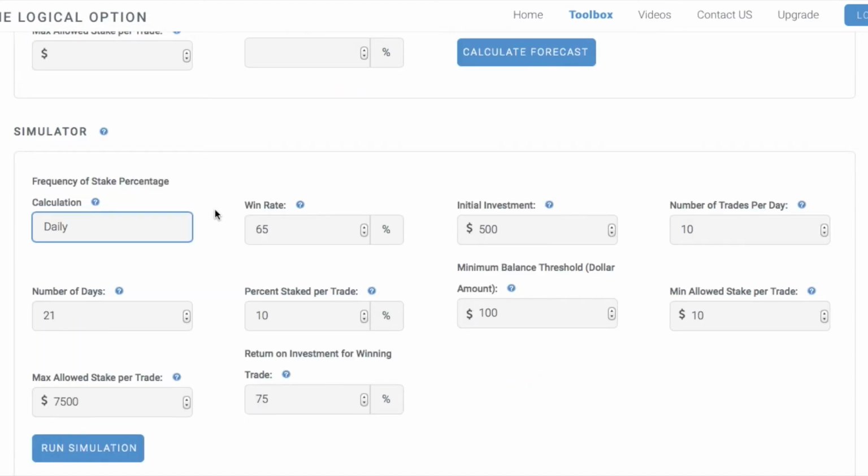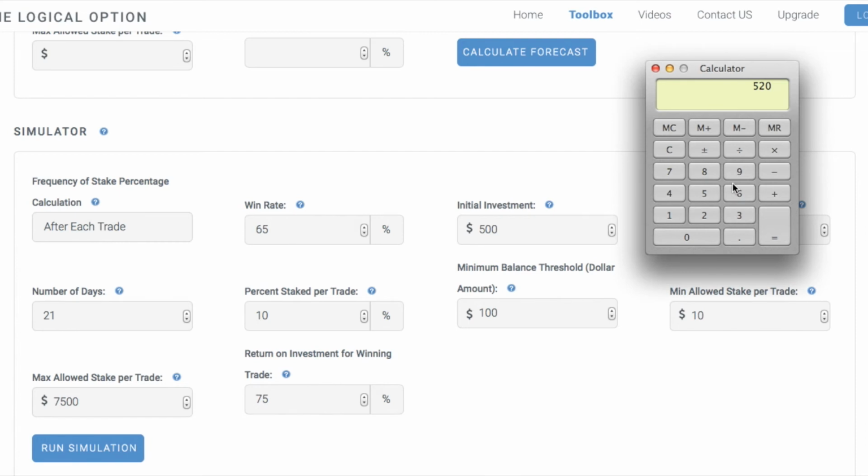We have one last option on the frequency of stake percent calculation that I'd like to show you, and that is after each trade. So this is after every single trade we take, we'll readjust the dollar amount that we're looking to trade. So we start out at $50 and say we win that trade. So we have $50 times 0.75 is our profit. So we have $37.50 in profit.